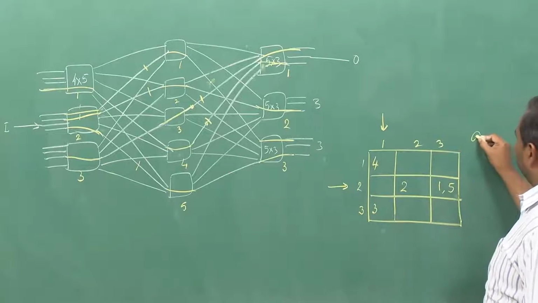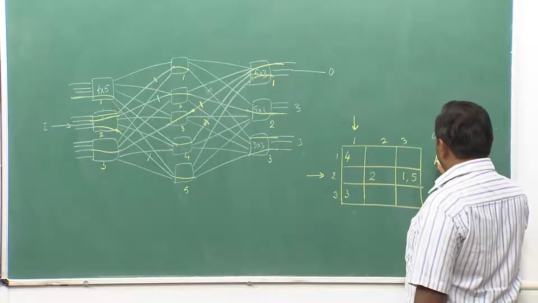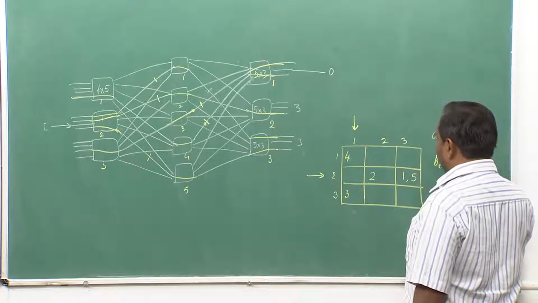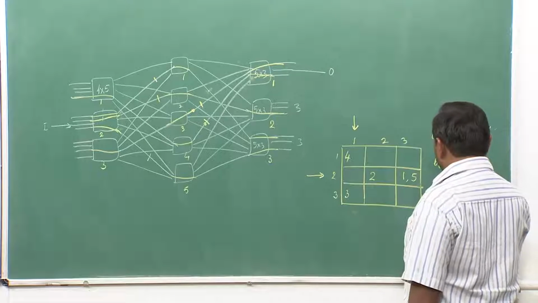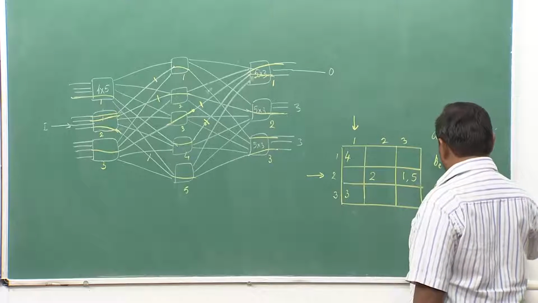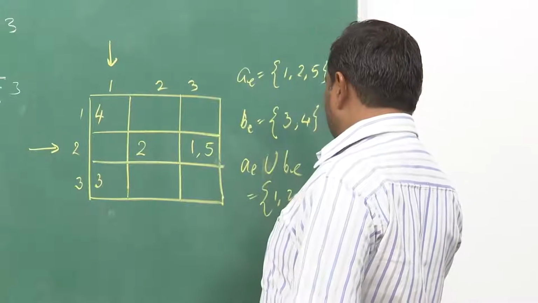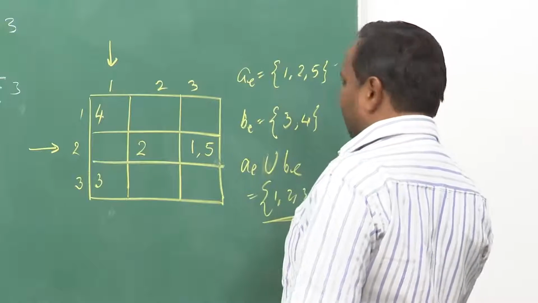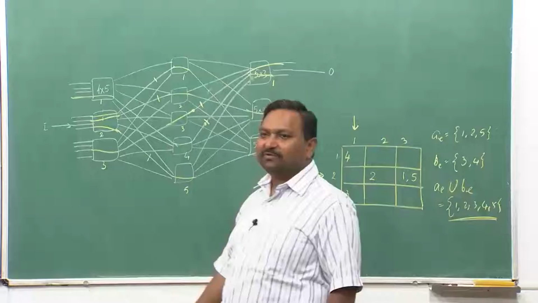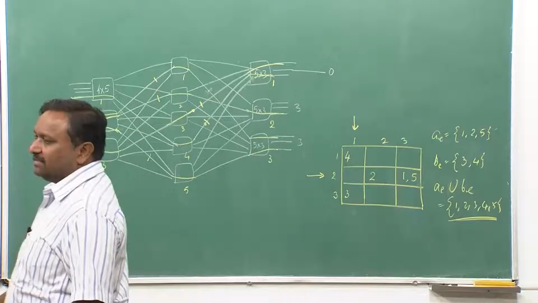So, set AE in this case is 1, 2 and 5, BE will be 3 and 4, union of these 2 is 1, 2, 3, 4 and 5. No free element available, you cannot set up a path from input to output. So, that is again a blocking system.